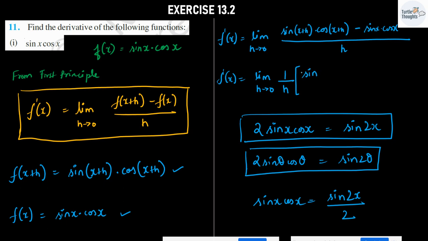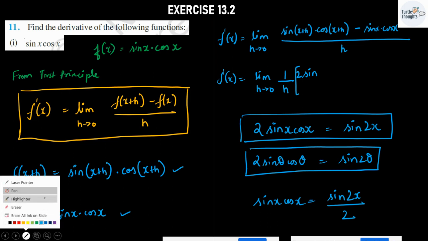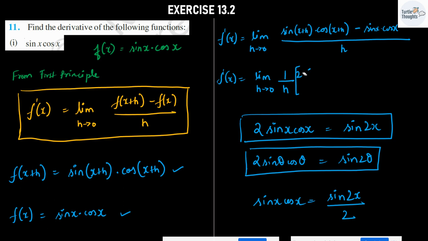Or I can write over here 2 sin theta cos theta. This is 2 sin theta cos theta, the same thing can be written as sin 2x. So I can substitute the same over here. Upon substituting, I will be getting the value of sin 2x is there. Here, instead of x, I have x plus h. I need to write x plus h minus.